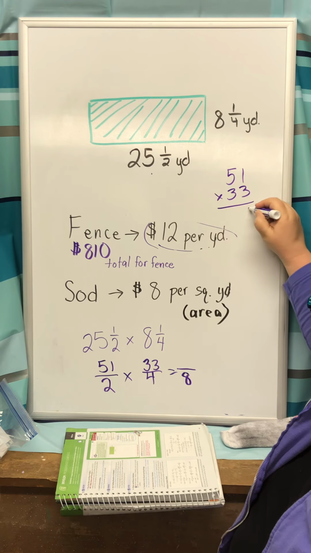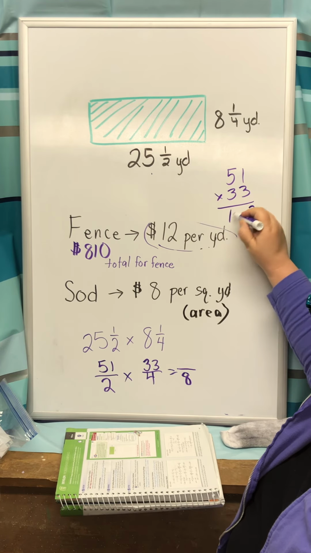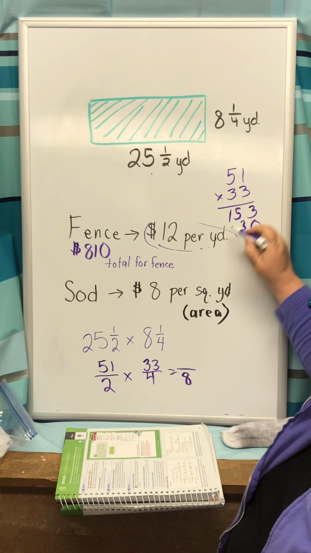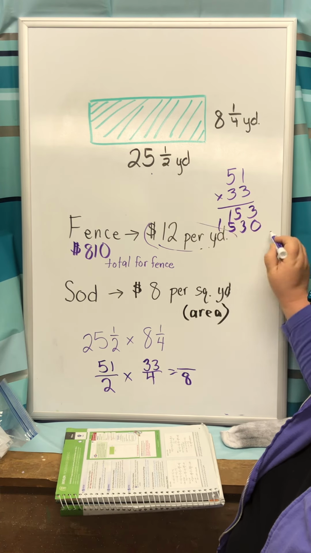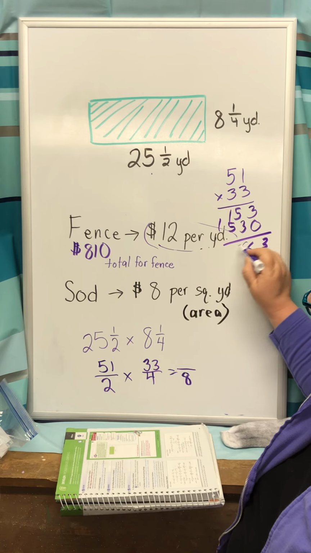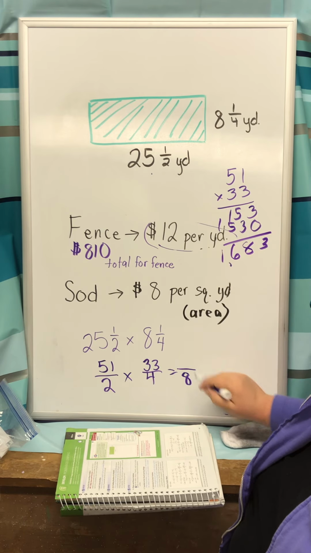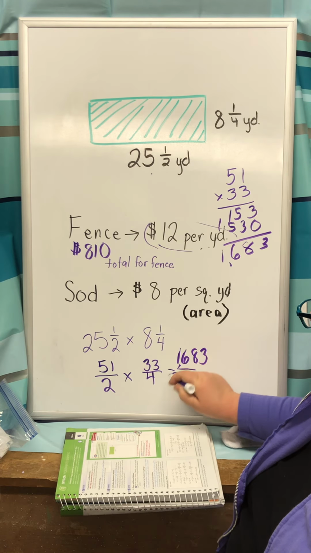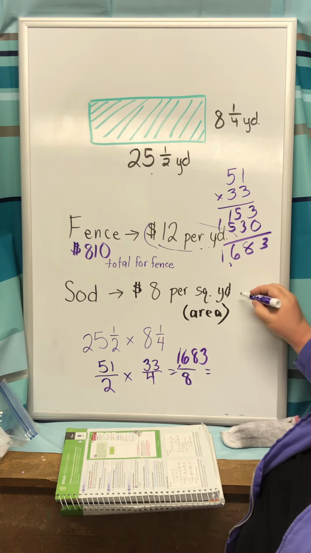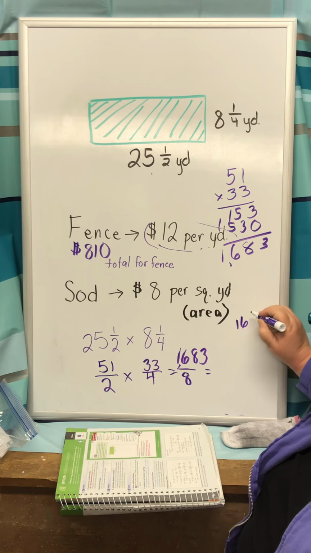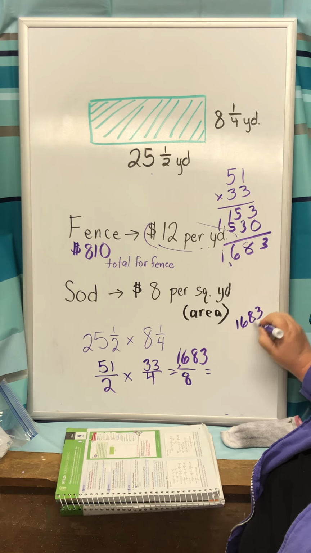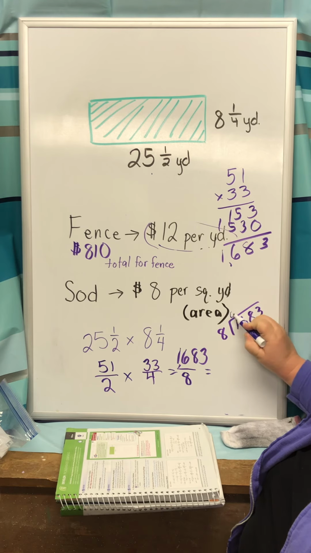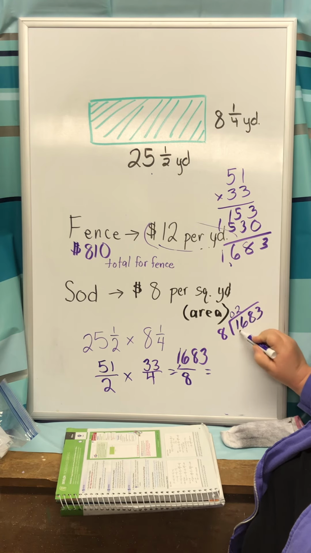So I have 3. 3 times 5 is 15. 3 times 1 is 3. And 3 times 5 is 15. So I have 3, 8, 6, 1. So it's 1,683 over 8. And when I simplify that down, I'm going to do 1,683 divided by 8. 8 times nothing is 1. 8 times 2 is 16.